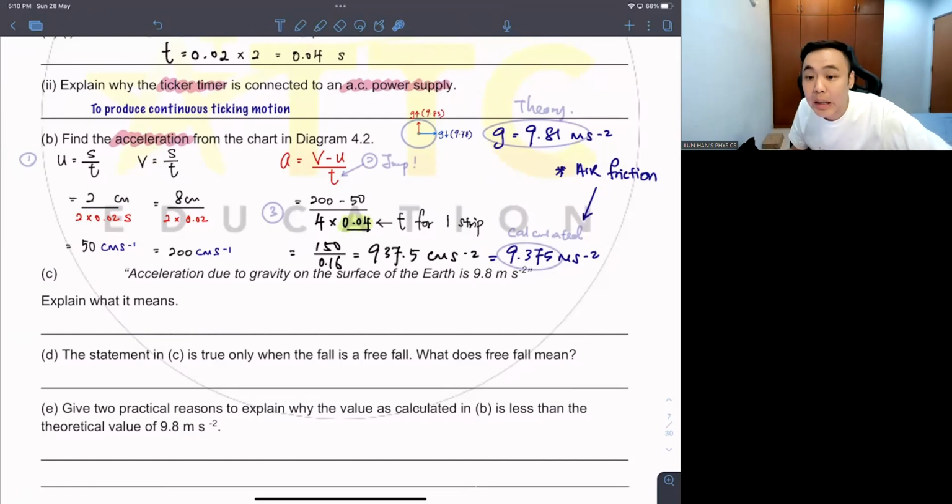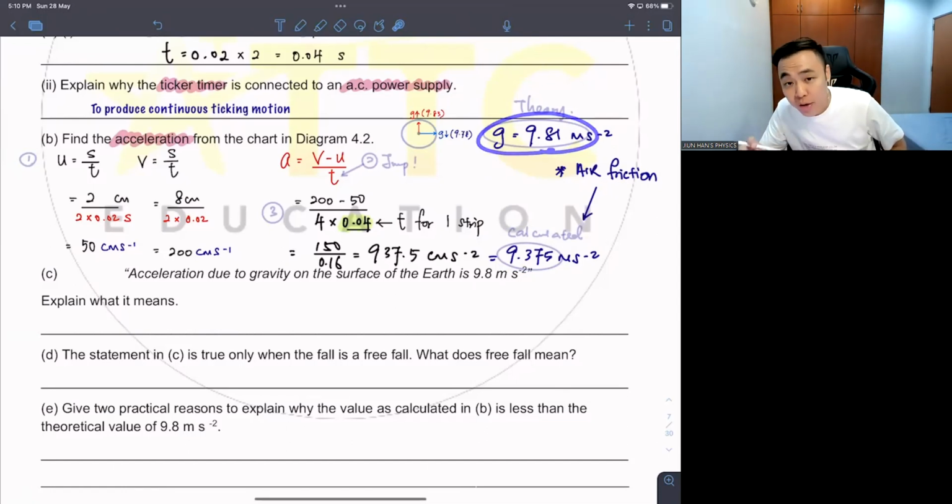Because of air friction. Yes, that's why it's different. The big difference is mainly because of air friction. So if you want this exact 9.81, the theoretical value, where should you carry out the experiment? Correct, in a vacuum. Some of you mentioned free fall. You know what free fall means? You have to do it in a vacuum room, in a vacuum chamber.